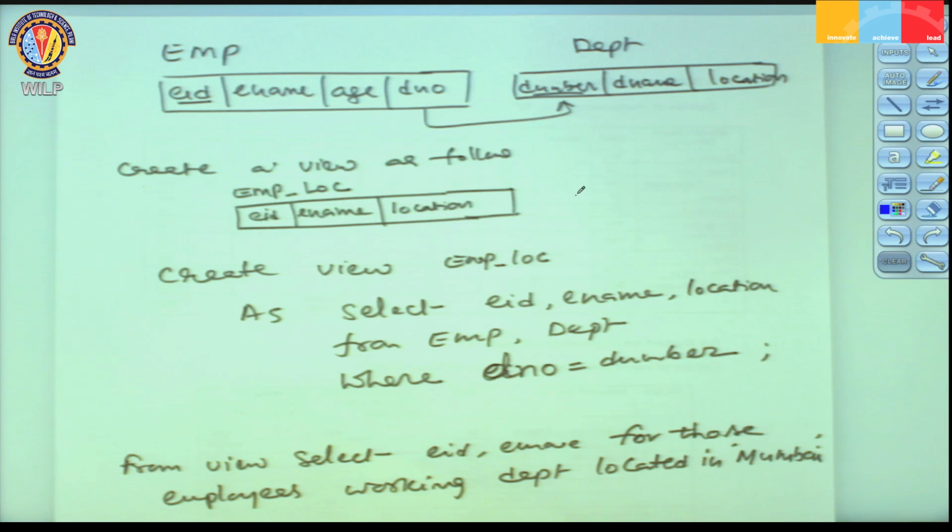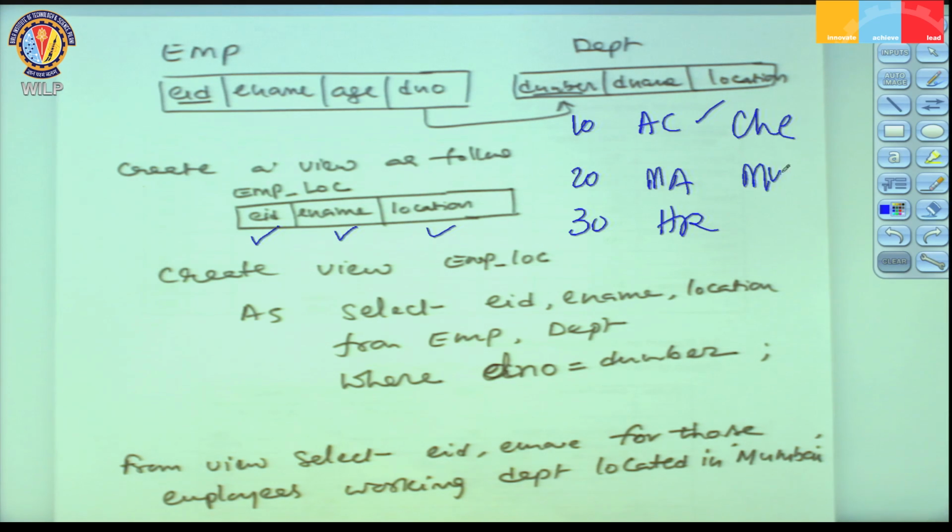a particular end user or a program wants a table which contains only employee ID, employee name, and the location where he works. How can I find out the location of an employee? It actually depends on his department number. Every department is located according to this schema structure of the database at a particular location. For example, 10, 20 and 30 are the departments. The first one is accounts, the second one is marketing, the next one is HR. The first is located in Chennai, the second in Mumbai, and the third in Hyderabad. Let us assume that.